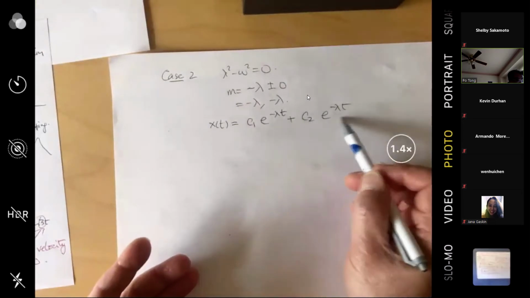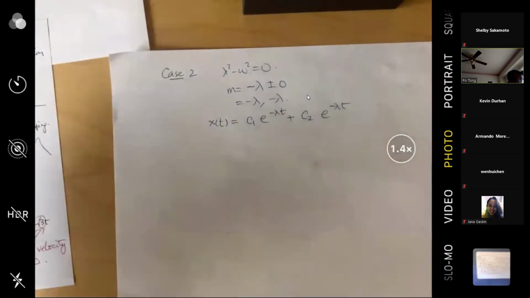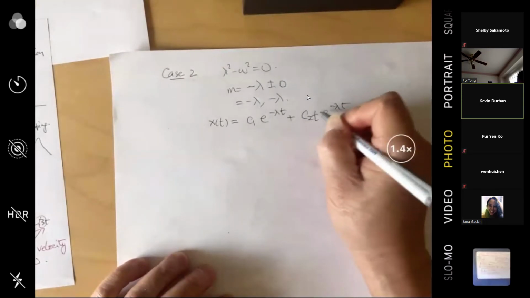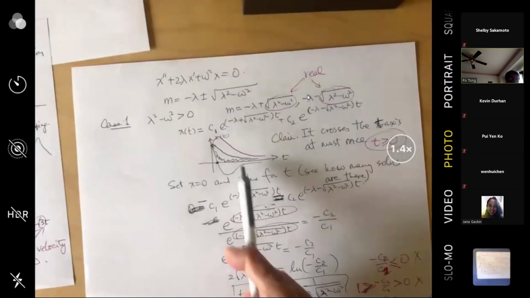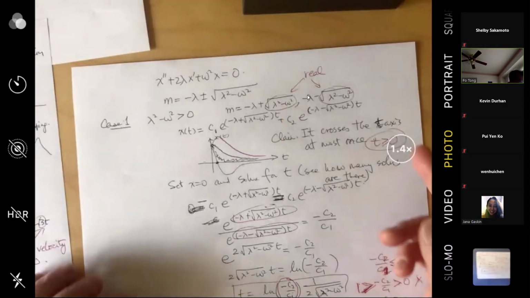What happened? You can't have the same one. These two are not linearly independent. You guys remember what happened with a double root? The t in front of one of the e's. Yeah, thank you. Put the t in front of it. And the picture for this looks very much the same as this. It also crosses the t-axis at most once.